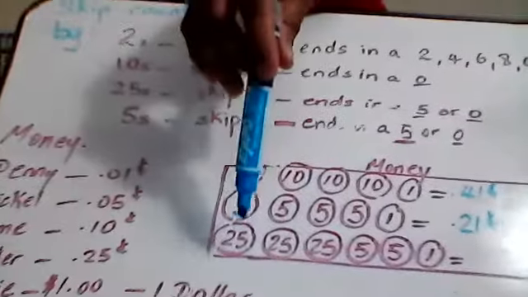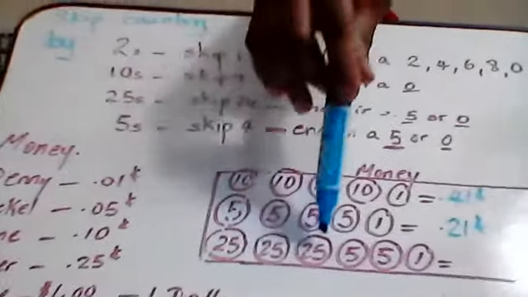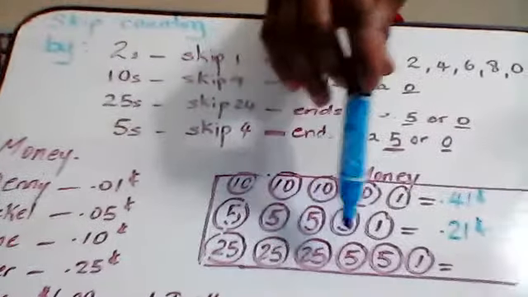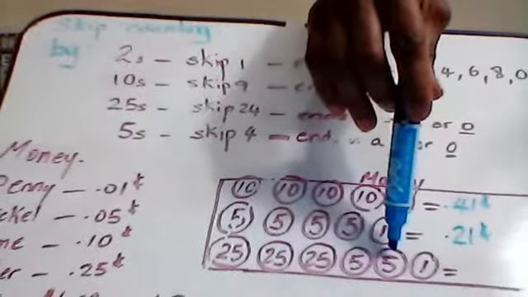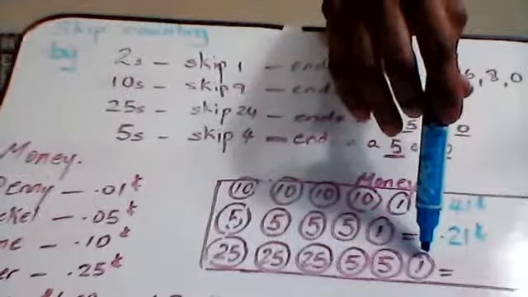86. Let's do it again. 25, 50, 75, 80. Good. 85, 86. So that's 86 cents. All right. There we go. 86 cents. All right, great job.